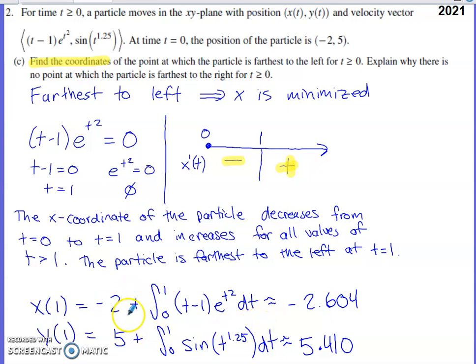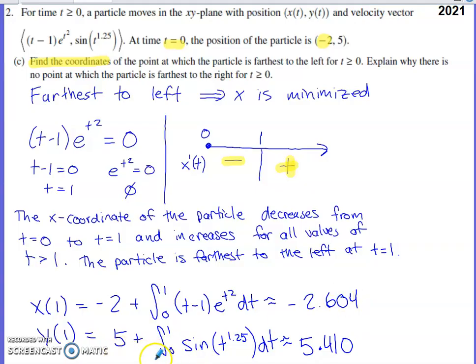Well, the x coordinate at time 1 is going to have to be based off of the x coordinate that we know, which is the x coordinate at time 0. So I'm taking the x coordinate at time 0, and then I'm adding on how much the x coordinate changes by from 0 to 1 by integrating the rate of change of the x coordinate, by integrating the x component of velocity. Calculator's in play, fire that into the calculator. You should end up with this number for your x coordinate at time 1.